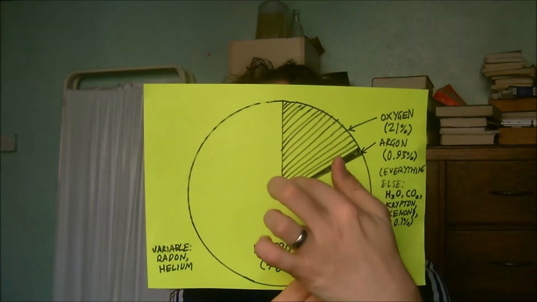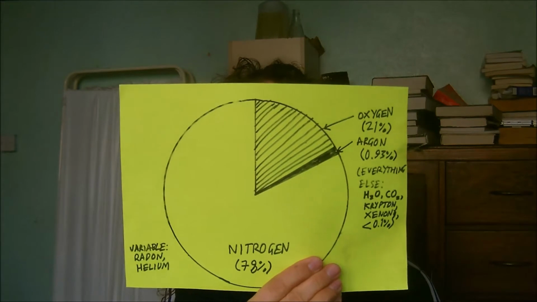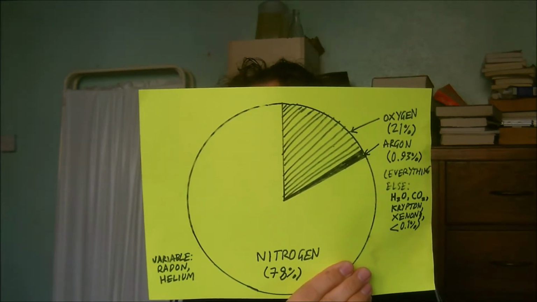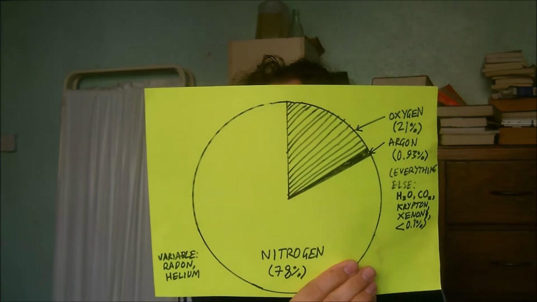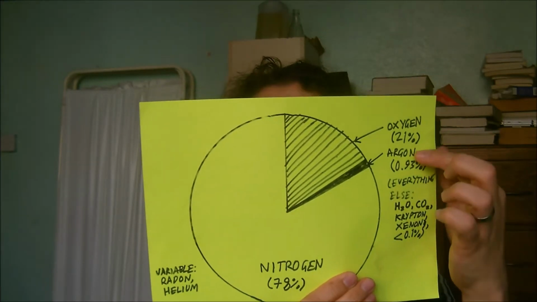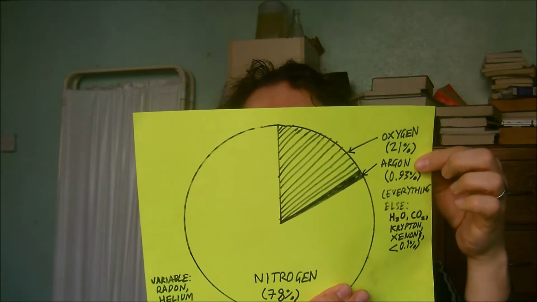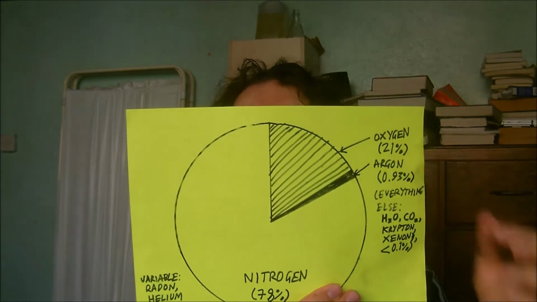21% is oxygen. That's that bit there. Oxygen is more reactive, but it's next to nitrogen in the periodic table, so it's actually very similar in density. The next one along, okay, that's almost all the atmosphere. Then you've only got about 1 and a bit %. Argon's the next one, that's 0.93%.